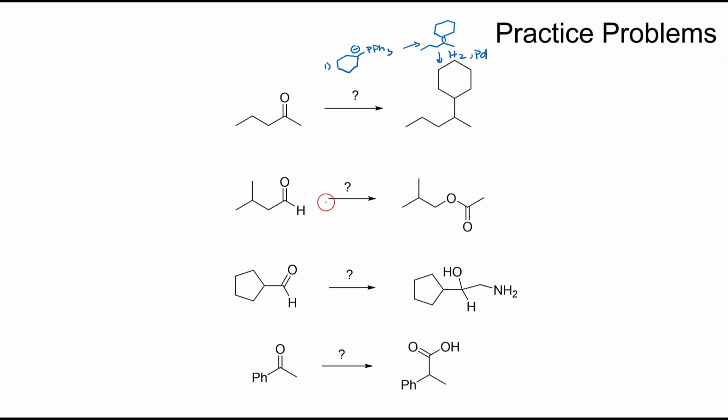In this one here, we're forming an ester. This should be a hydrogen here. And here you would just do the Baeyer-Villiger. You can use peracid, you could also use mCPBA. Here we have an alcohol plus a nitrogen. So you do NaCN with water, followed by excess lithium aluminum hydride. So you form the nitrile and then reduce that with lithium aluminum hydride.